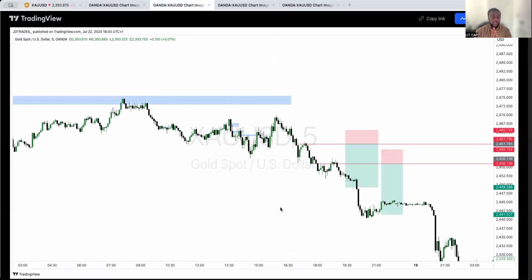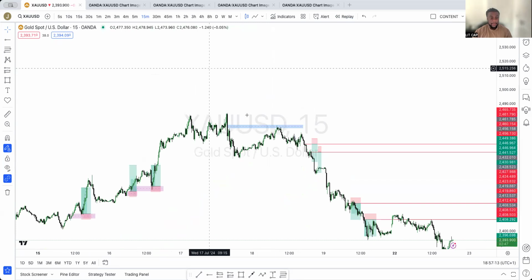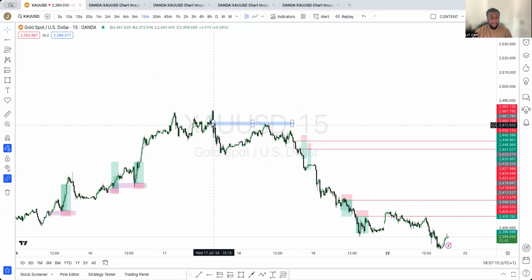If we turn our attention over to this example, which is working inside of that 18th of July's price action, we can see here we had price push to the upside. We had the initial reaction on the 15-minute time frame here, working inside this 15-minute imbalance.